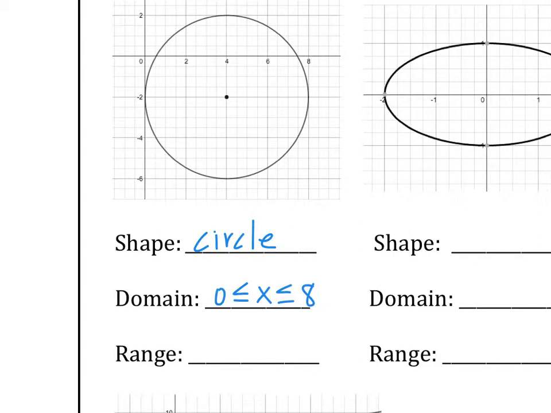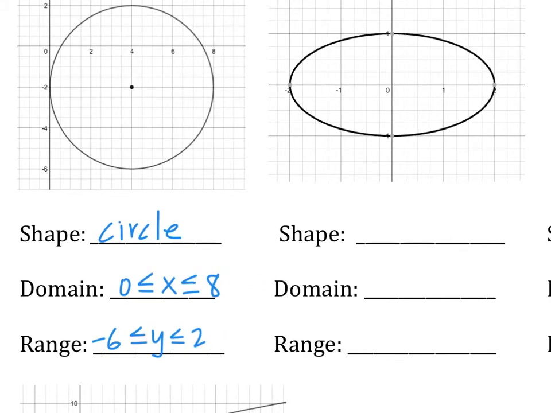Okay, Andrew, you want to try range? Sure. I put -6 is less than or equal to x. Ooh, not x. Range would be y. Yes, very good. Which is less than or equal to 2. Yes, very good. All right, Terry. Shape, second one. Good.